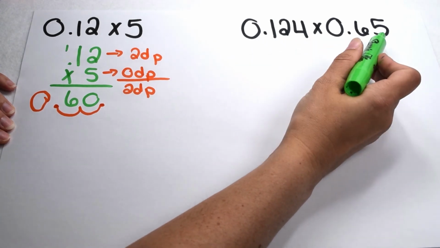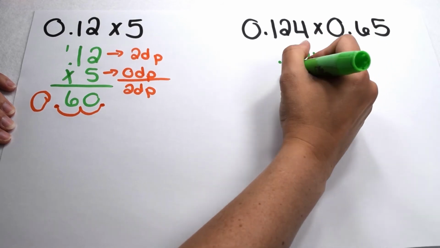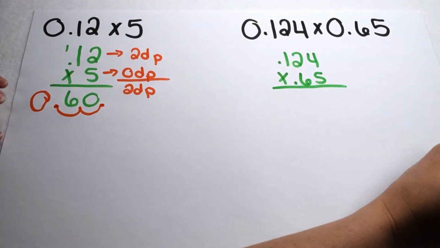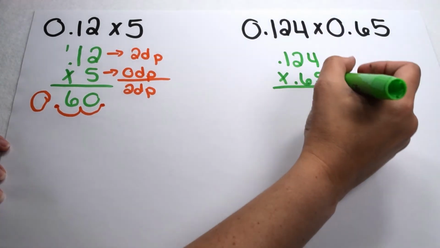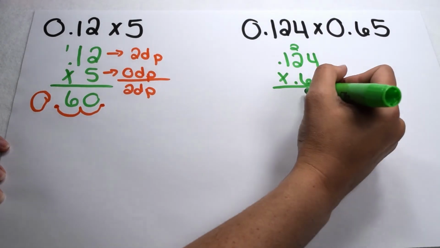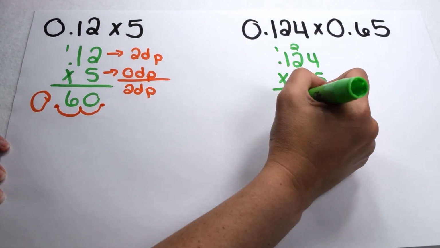Here we have 124 thousandths times 65 hundredths. Again, I'm going to ignore my decimals and line everything up on the right like I would with whole numbers. So 124 thousandths times 65 hundredths. And now I can go ahead and multiply like I would with whole numbers. 4 times 5 is 20. 5 times 2 is 10 plus my carried 2 is 12. 5 times 1 is 5 plus my carried 1 is 6.